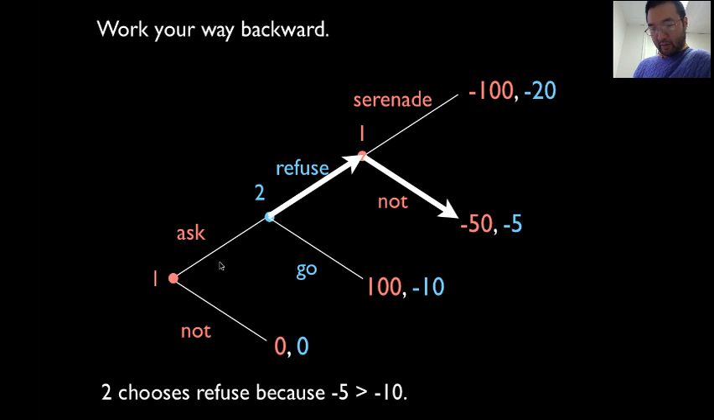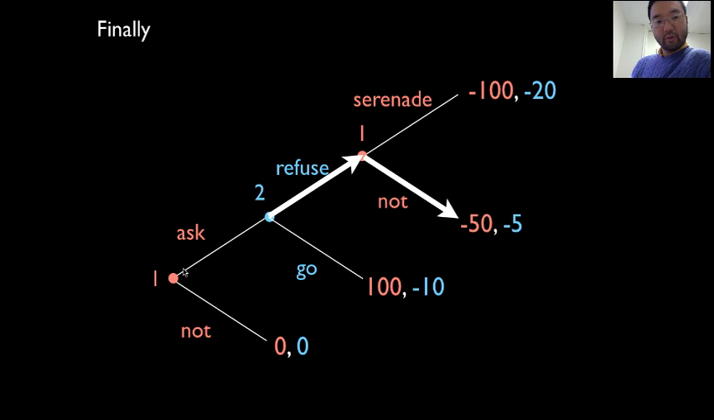Now again we work our way backward. Now we have person 1's decision here. 1 can either not ask and get a 0, or ask, and if 1 asks, then 2 will refuse, and then 1 will not serenade. So if 1 asks, 1 in the end gets minus 50. So 1's choosing between 0 and minus 50, and the bigger one is 0, so therefore 1 will not ask.